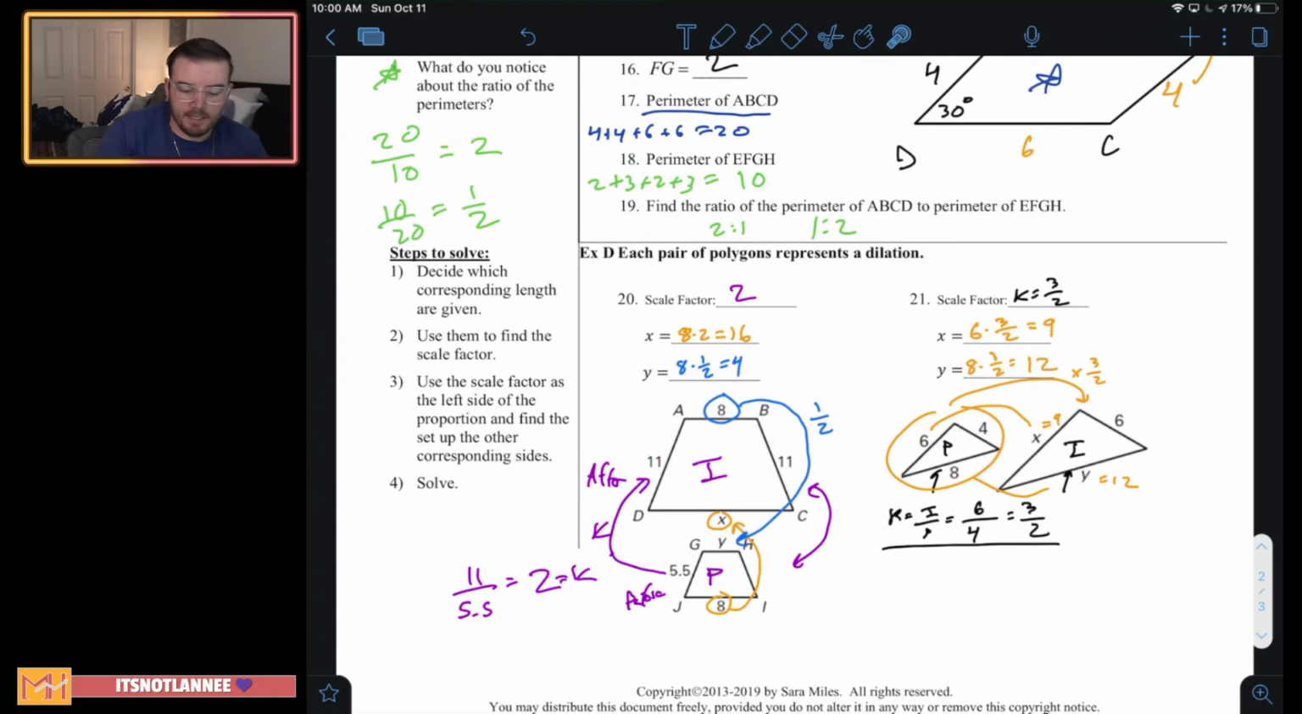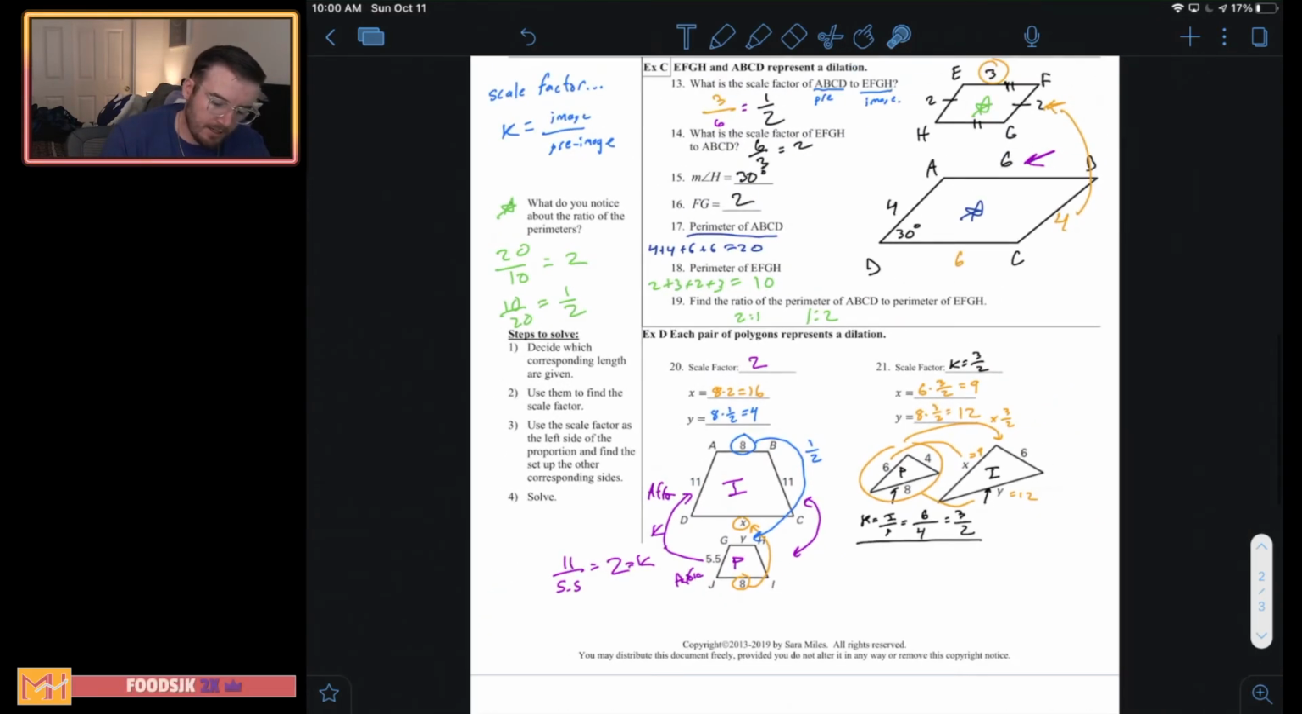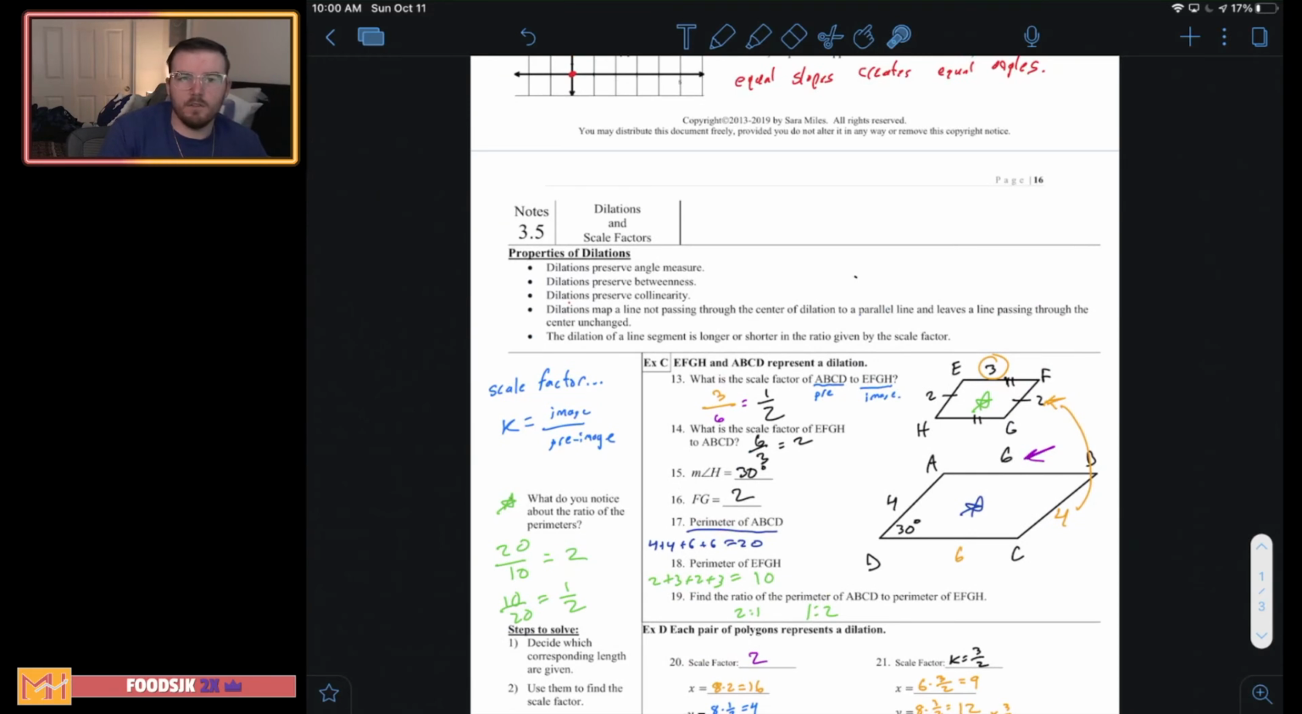All right, and with that being said, there's our last lesson of Unit 3, Transformations.